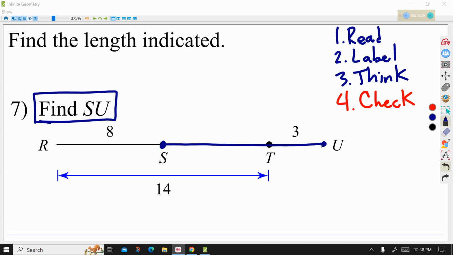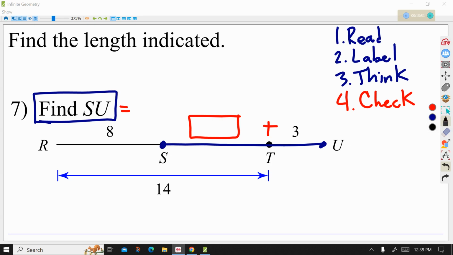It wants us to find this whole line segment, okay? So to find that length, we have a missing piece, right? If I know how much this thing is of ST, well, then I could add that up with TU, and then I would have the entire thing of SU. So how could I do that? Well, there's a couple ways.